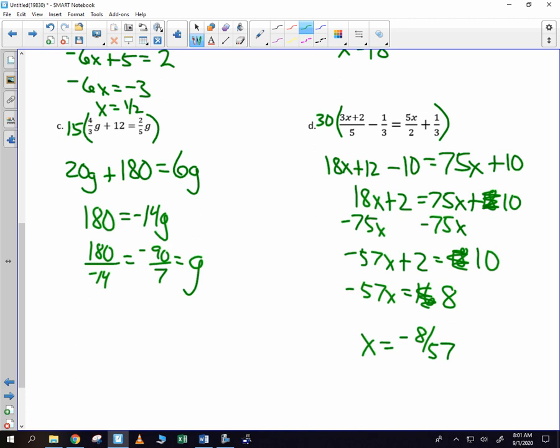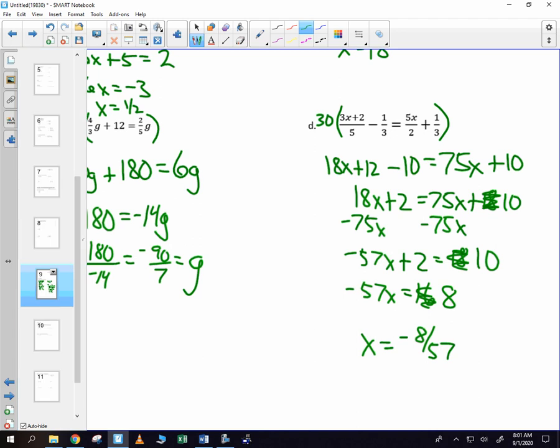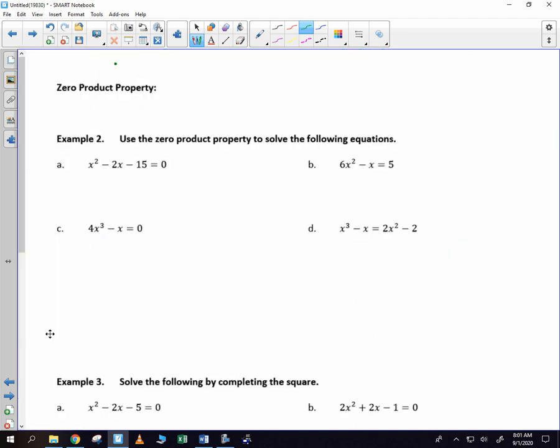Okay, as we flip it over, a lot of equations that we solve do not involve linear, but rather are higher degree, second power, third power, so on and so forth. I like to use something called the zero product property. Zero product property is based off of this idea. If A times B is equal to 0, then A or B must be 0.